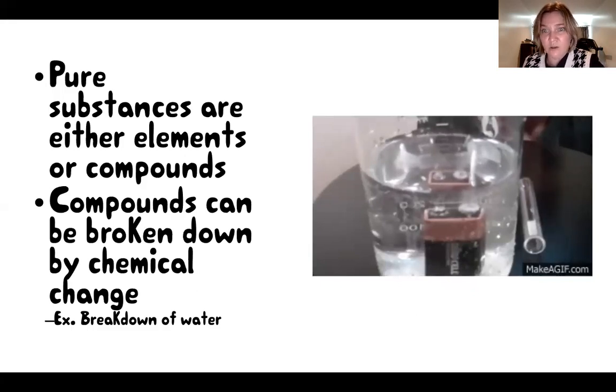In this video, you are seeing what's called the electrolysis of water, which is breaking water into its component parts. Now, they put a battery in there because a battery supplies electricity, and that electricity is what starts the chemical change to allow the hydrogen gas to be split from the oxygen gas. So those are the bubbles that you see forming.